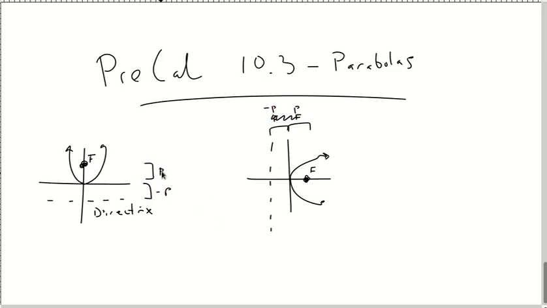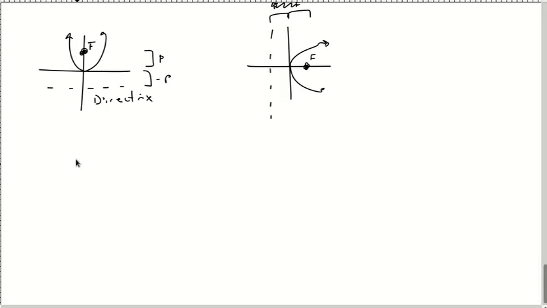So let's talk about the formulas for this stuff. First we got x squared is equal to 4py. And on this side we got y squared is equal to 4px. And so this is kind of like the major minors and that kind of thing. Here it's more like a format, honestly.